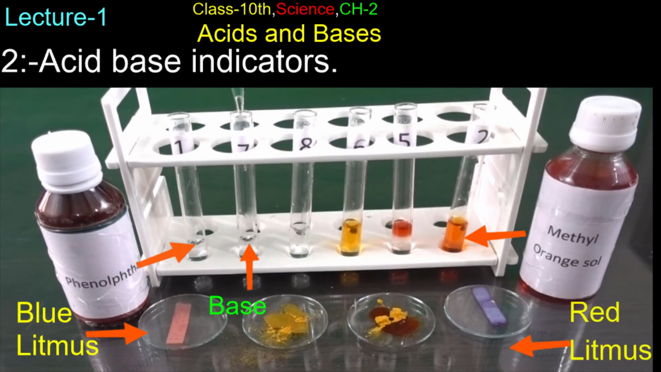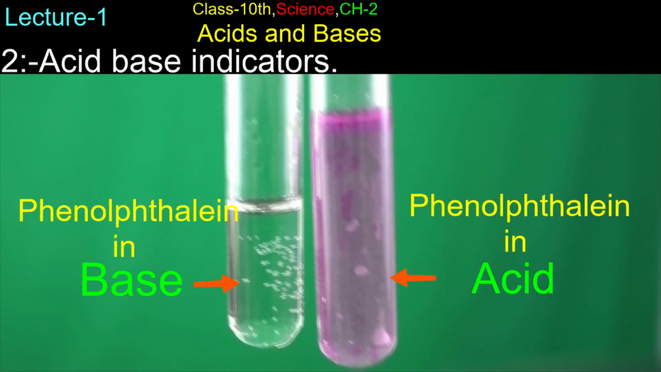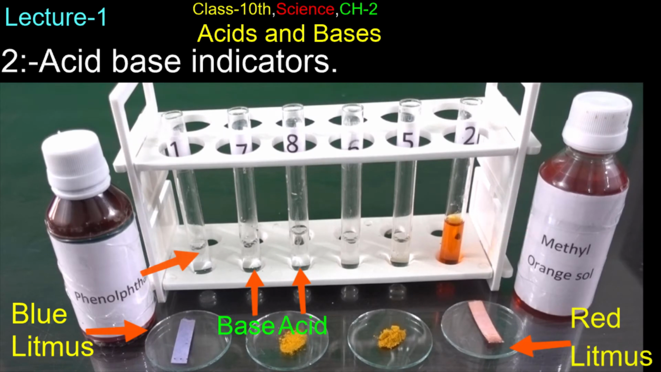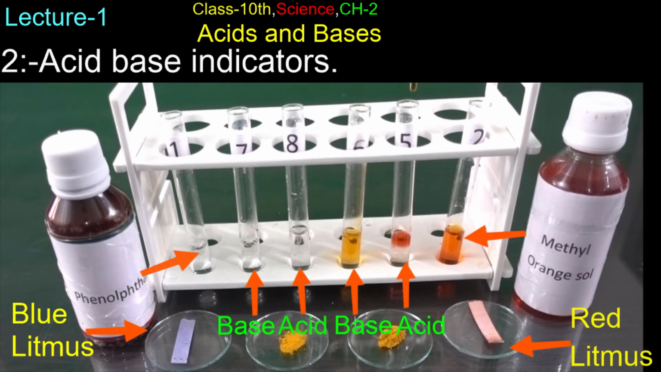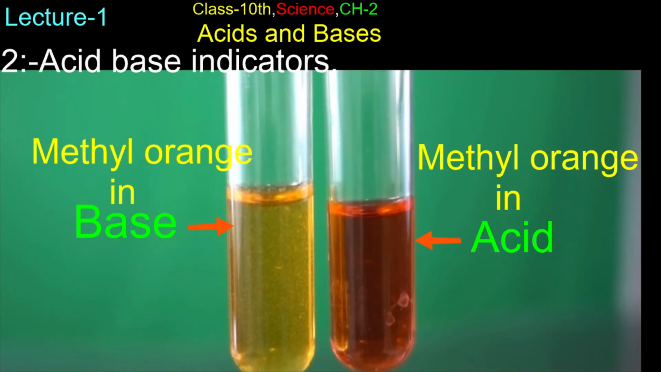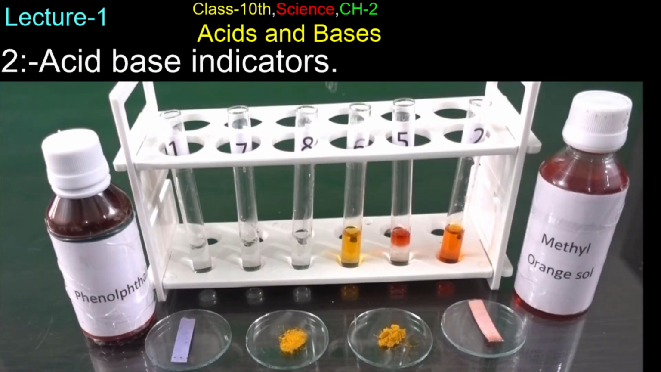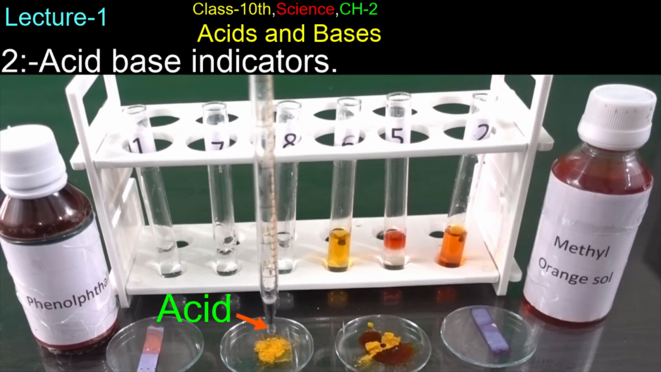Phenolphthalein is colorless in neutral and acidic medium but turns pink in basic medium. You see here. While this methyl orange is orange in color, you can see, and on putting in acid it turns red, you can see here, and pale yellow in basic medium. Turmeric turns red in basic medium but remains yellow in acid medium.